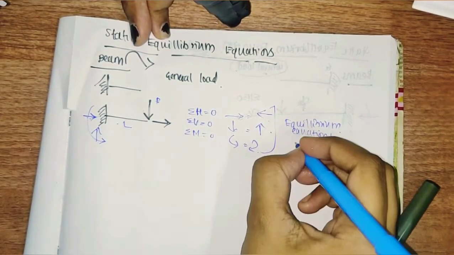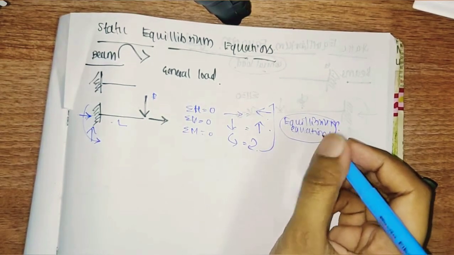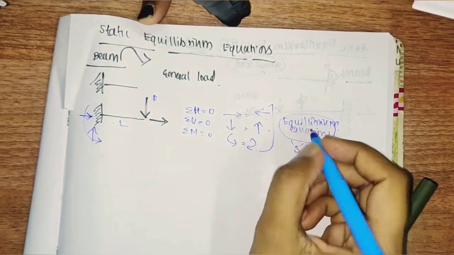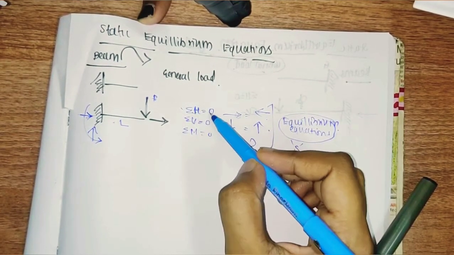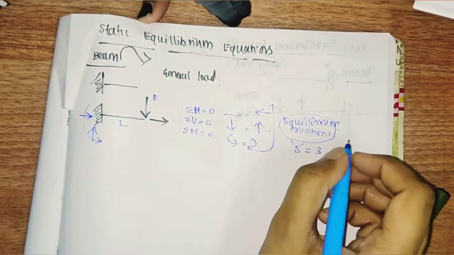This equilibrium equations can be represented by a symbol. In some textbooks it's represented as S. So what is the number of equilibrium equations here? Summation of H equal to 0, summation of V equal to 0, summation of M equal to 0. So S equal to 3, you can see here.